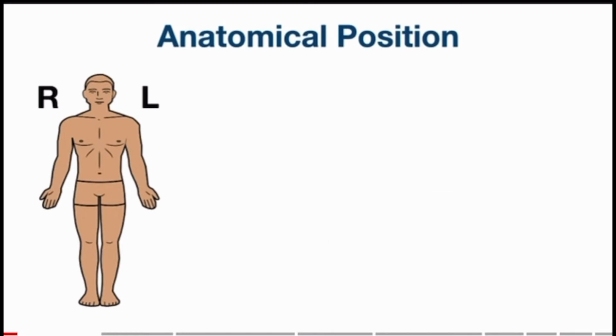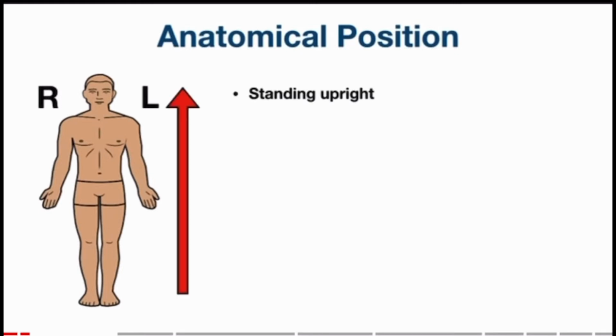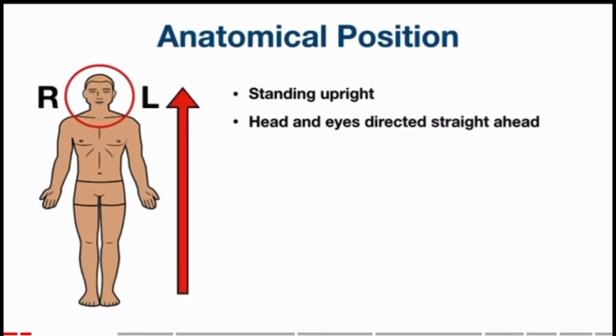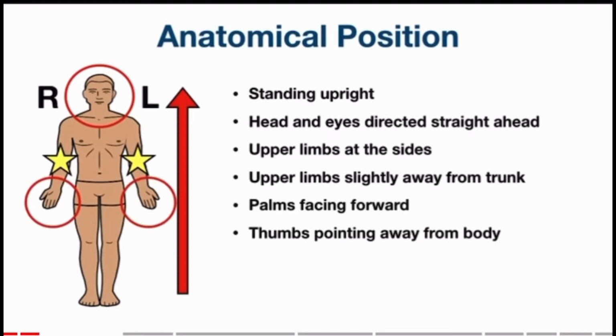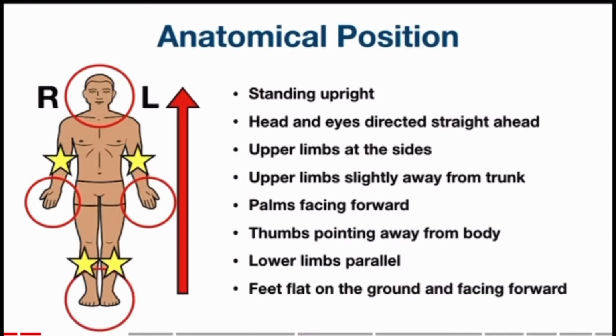As we go through the different directional terms, there needs to be a standard body position that we're using. This is called the standard anatomical position. You might remember from the previous video on body planes and sections that the correct anatomical position is standing upright with the head and eyes directed straight ahead. The arms are hanging at the sides and slightly away from the trunk so they're not touching the sides. The palms are facing forward and the thumbs are pointing away from the body. The legs are parallel and the feet are flat on the ground facing forward.